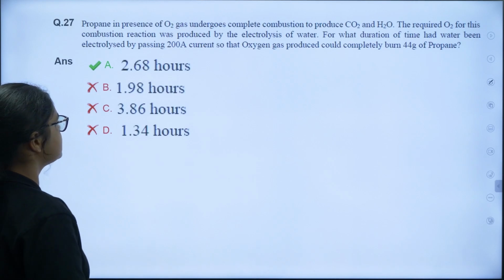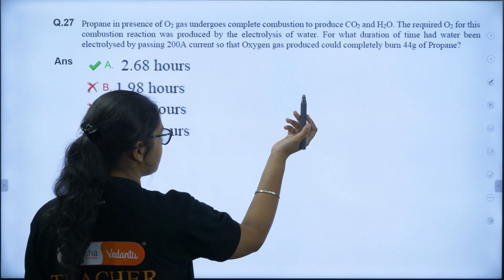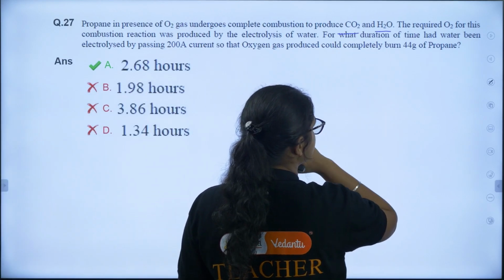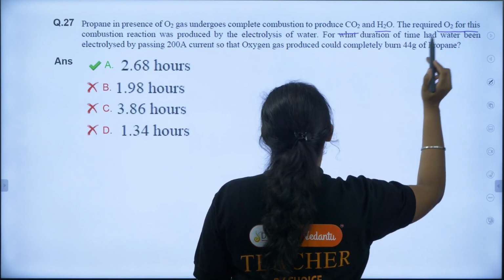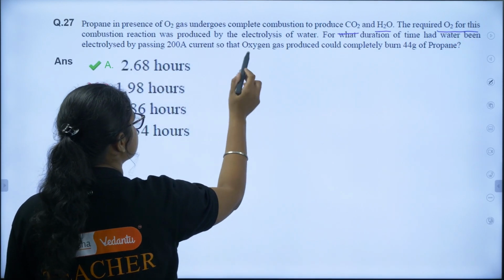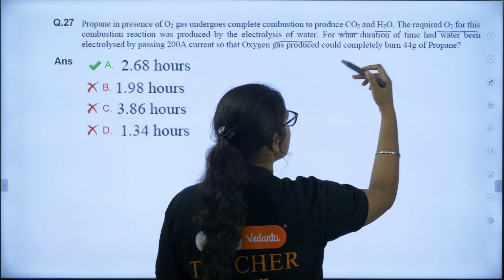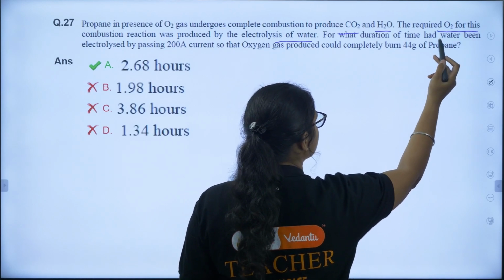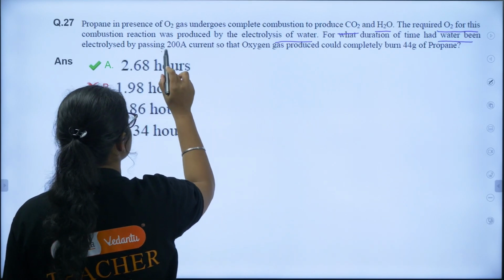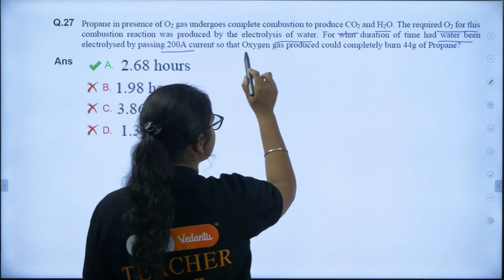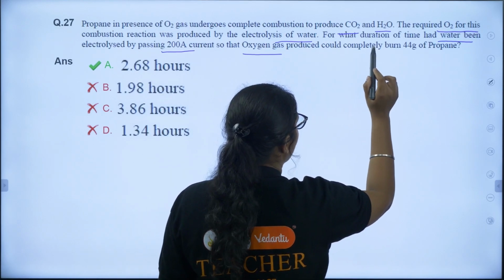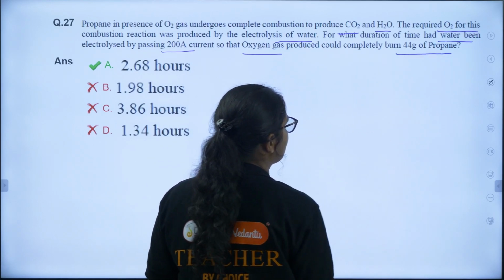Propane in presence of oxygen undergoes complete combustion to produce CO2 and H2O. The required O2 for this combustion reaction was produced by the electrolysis of water. For what duration of time had water been electrolyzed by passing 200 ampere of current so that the oxygen gas produced could completely burn 44 gram of propane?